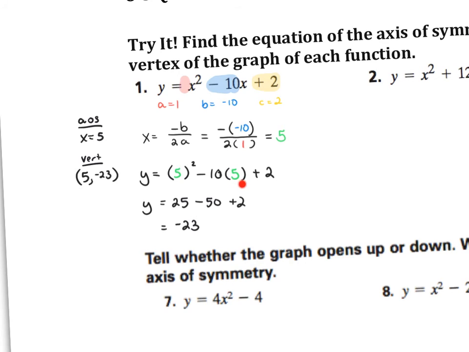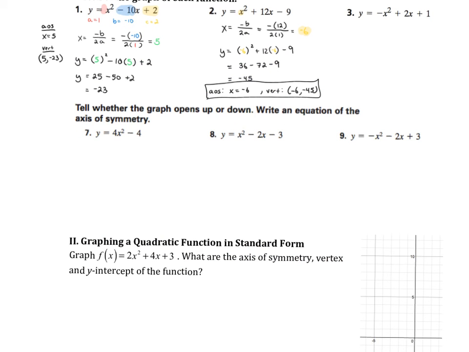5 squared minus 10 times 5 plus 2. 25 here, negative 50 there, 2 there, and that reduces to negative 23. So my axis of symmetry is x equals 5, and my vertex is the 5 here and the negative 23 here. And that's what we get. Final problems here. Just got to work on these ones here.